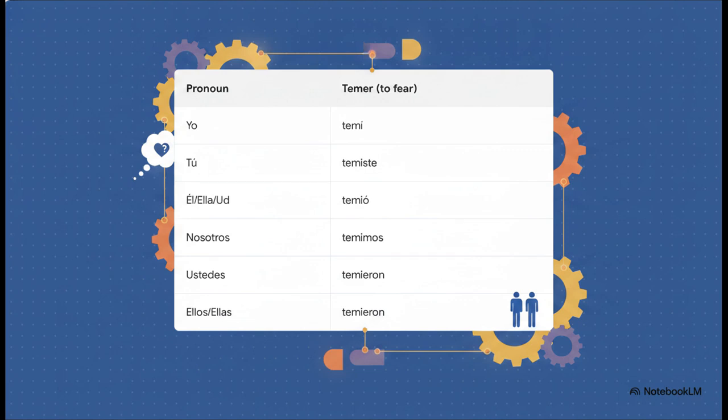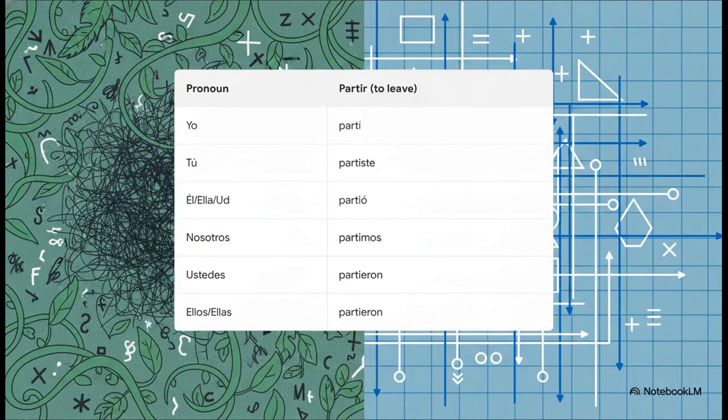Let's take temer, to fear. Yo temí. Tú temiste. Él, ella, usted temió. Nosotros temimos. Ustedes temieron. Ellos, ellas temieron. Just look at how those clear, logical building blocks click right into place at the end of the root tem. It's so satisfying. Now, let's instantly reinforce that shortcut.